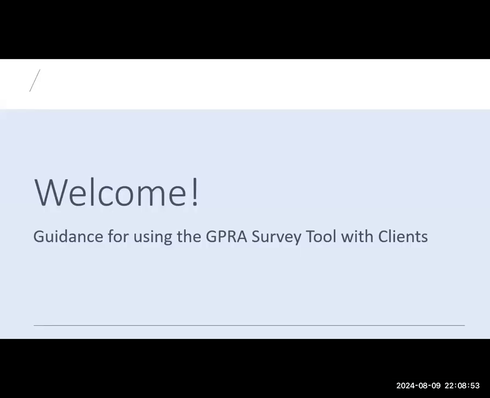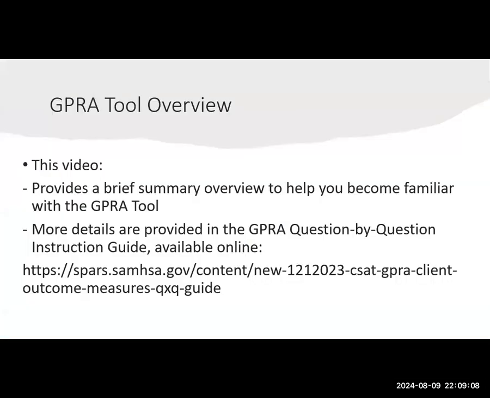Hello, and welcome to this informational video, which provides a summary of key information that will guide you as you prepare to administer the Government Performance and Results Act, or GPRA, Client Outcome Measures tool with clients you're working with. This video will provide a summary overview to help you become familiar with the GPRA tool and the basics of its implementation. More details are provided in the GPRA question-by-question instruction guide available online at the GPRA website.